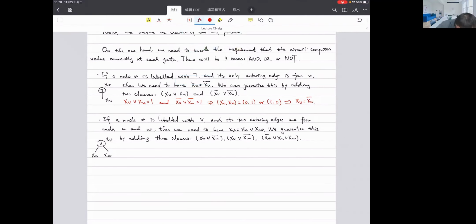An argument we can make here is this. In the SAT problem, we need to make sure that all of the clauses are equal to 1. So let's see what is going to happen if they are all equal to 1 here.